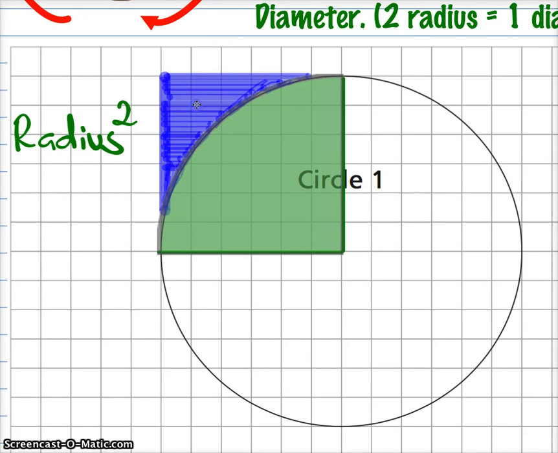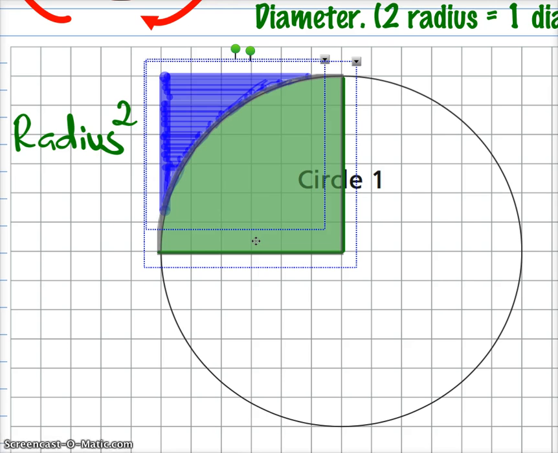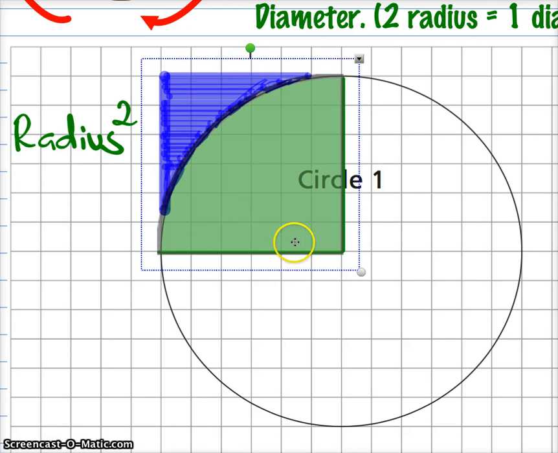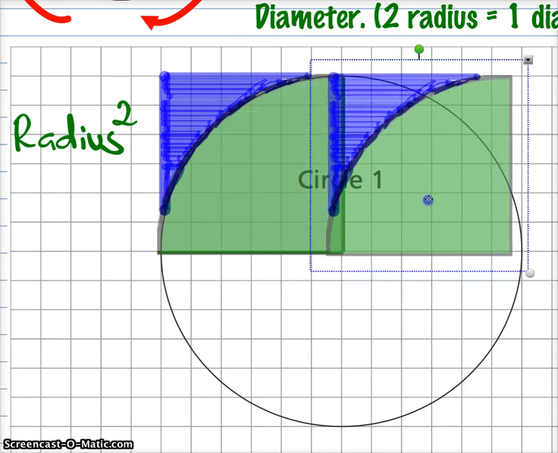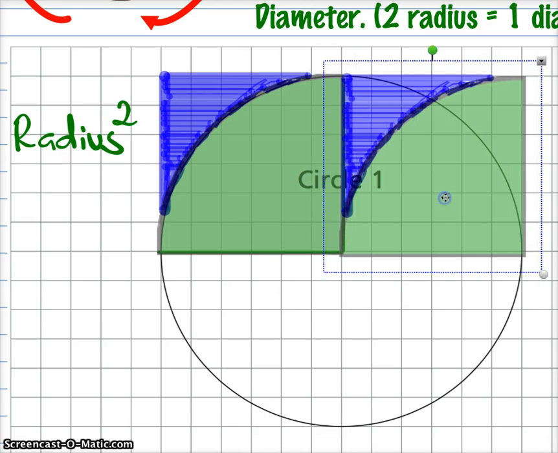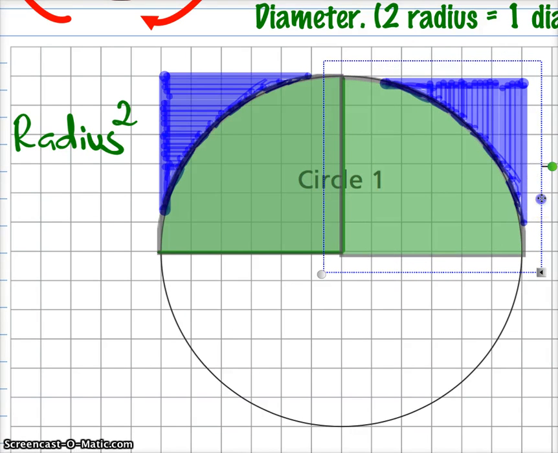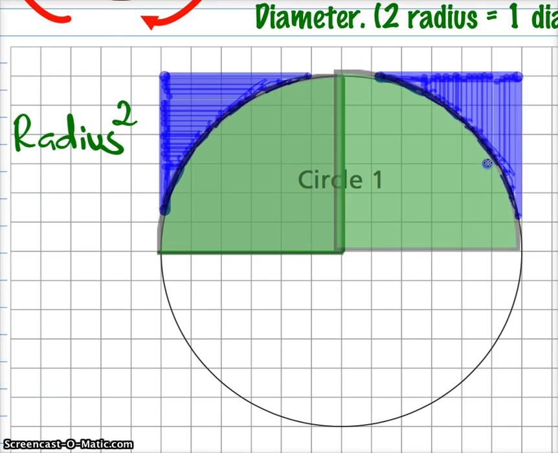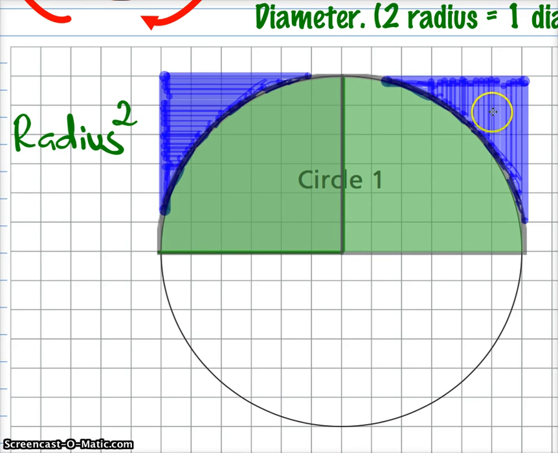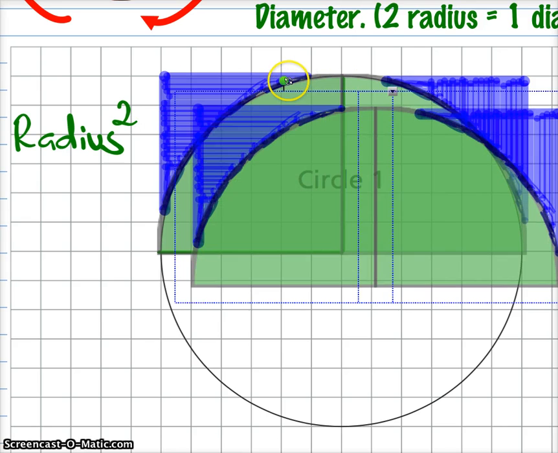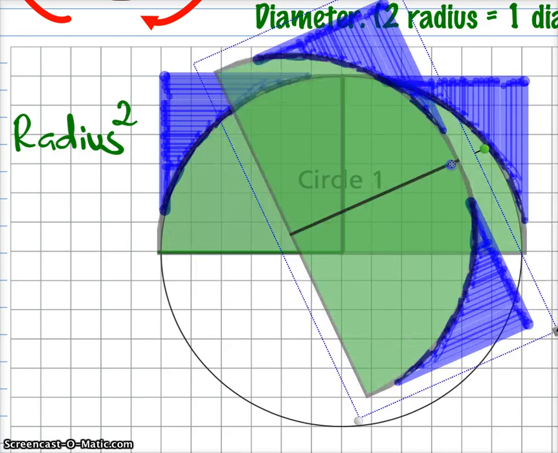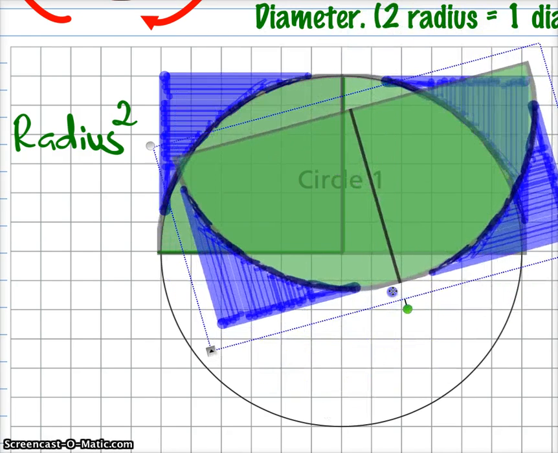So I'm going to duplicate these sections so you can see what they look like. So far, that looks like 2 radius squares. Now remember, I don't want to use the blue section. The blue section doesn't technically count. I'm not using those squares. Okay, so if I use all of these, I used 4 squares total.